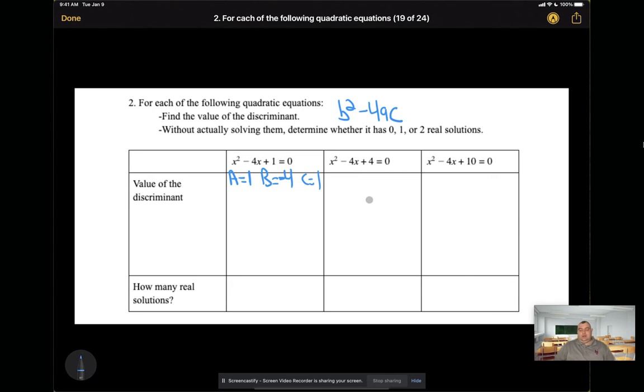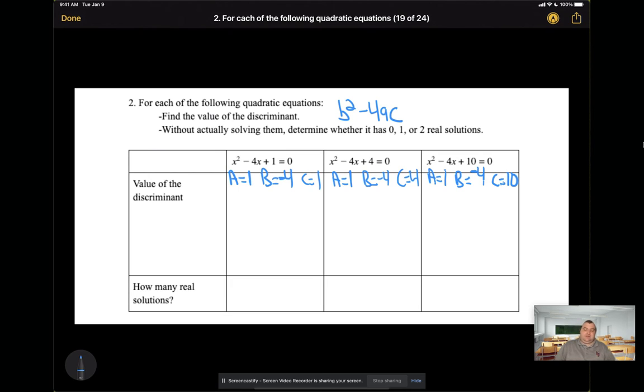For the second one, a is going to be 1 again. B is going to be negative 4. And c is going to be positive 4. And for the last equation, a is going to be 1. B is going to be negative 4. And c is going to be 10.